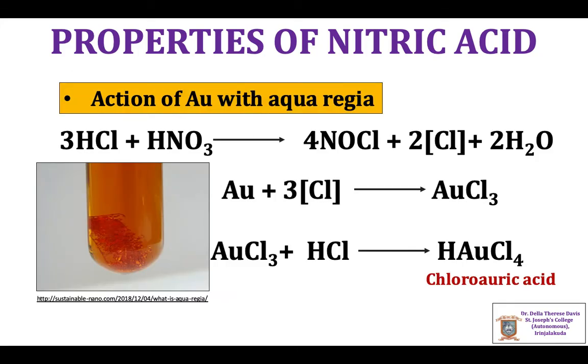A 3:1 mixture of concentrated hydrochloric acid and concentrated nitric acid is called aqua regia. And what is so special about this mixture? It can even dissolve gold and platinum. The noble metals gold and platinum do not react with concentrated nitric acid, but they react with aqua regia, that is the 3:1 mixture of concentrated hydrochloric acid and concentrated nitric acid.